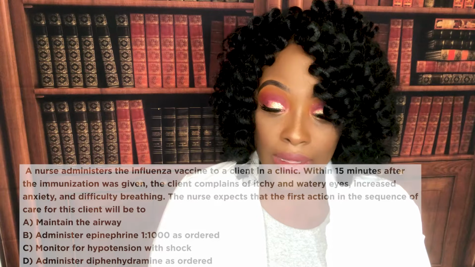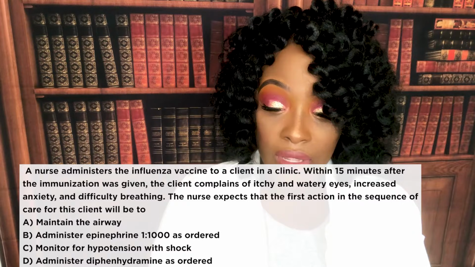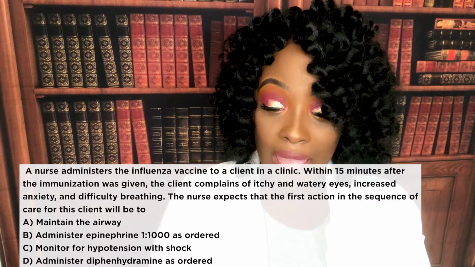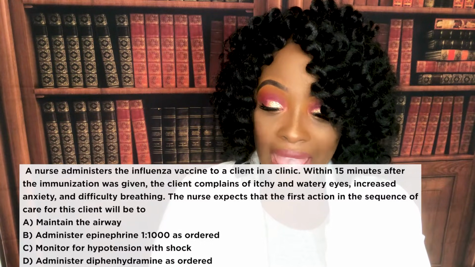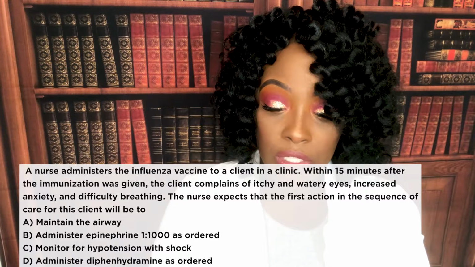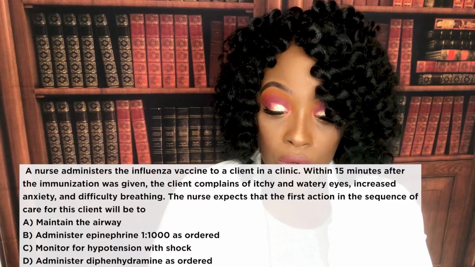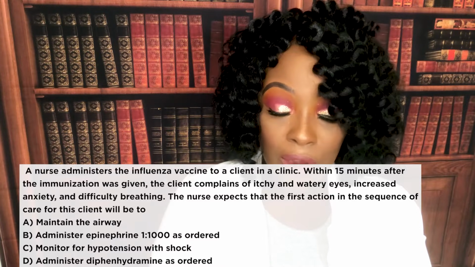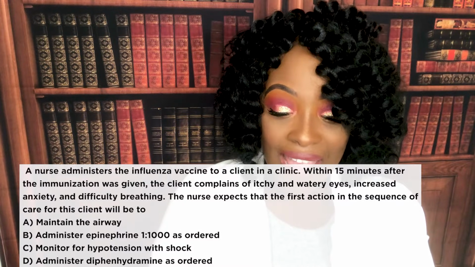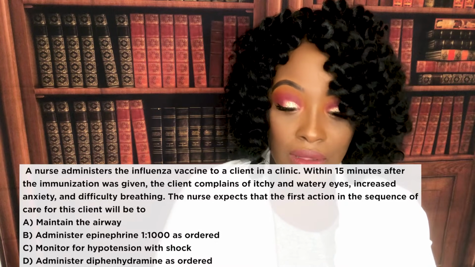First question. A nurse administers an influenza vaccine to a client in a clinic. Within 15 minutes after the immunization was given, the client complains of itchy and watery eyes, increased anxiety, and difficulty breathing. The nurse expects that the first action in the sequence of care for this client will be to A, maintain the airway, B, administer epinephrine as ordered, C, monitor for hypotension and shock, or D, administer diphenhydramine as ordered. That's Benadryl, guys. So I'll give you a moment to think of your answer.